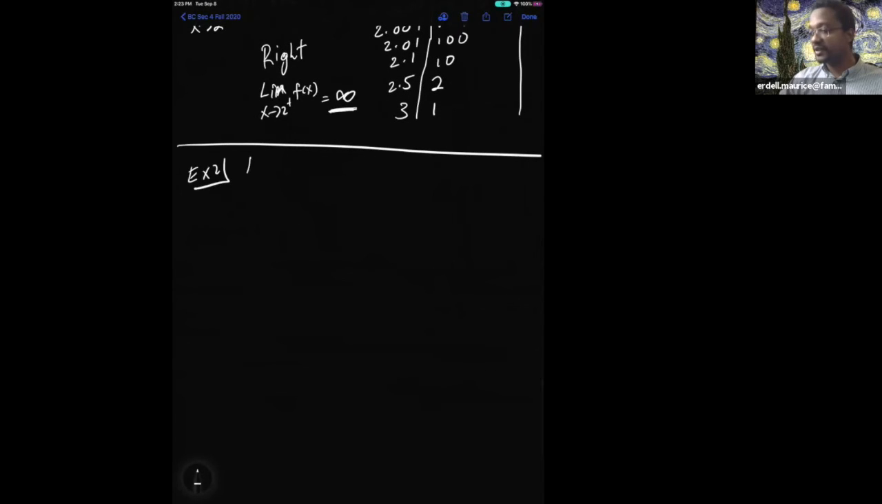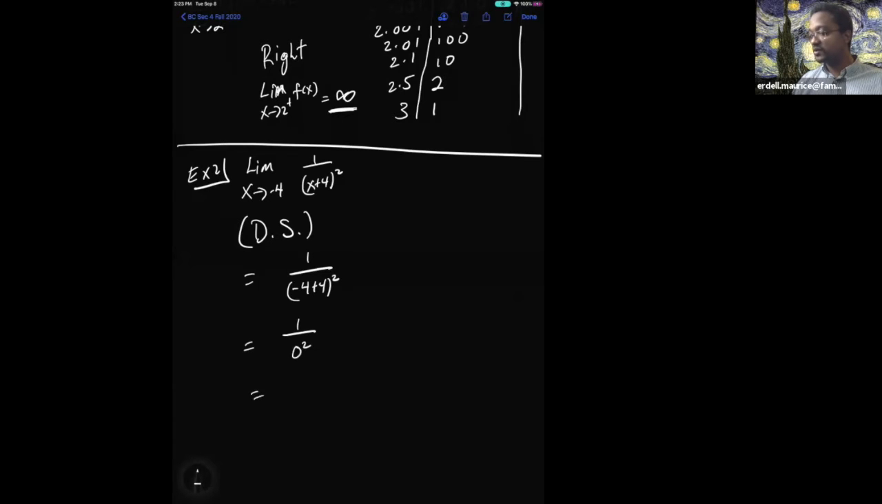Let's say I want to find the limit as x approaches -4 of 1 over (x plus 4) squared. Again, direct substitution. This is going to be equal to 1 over (-4 plus 4) raised to the second power. It would be 1 over 0 squared. It's going to give me 1 over 0. Can I now say the answer does not exist?